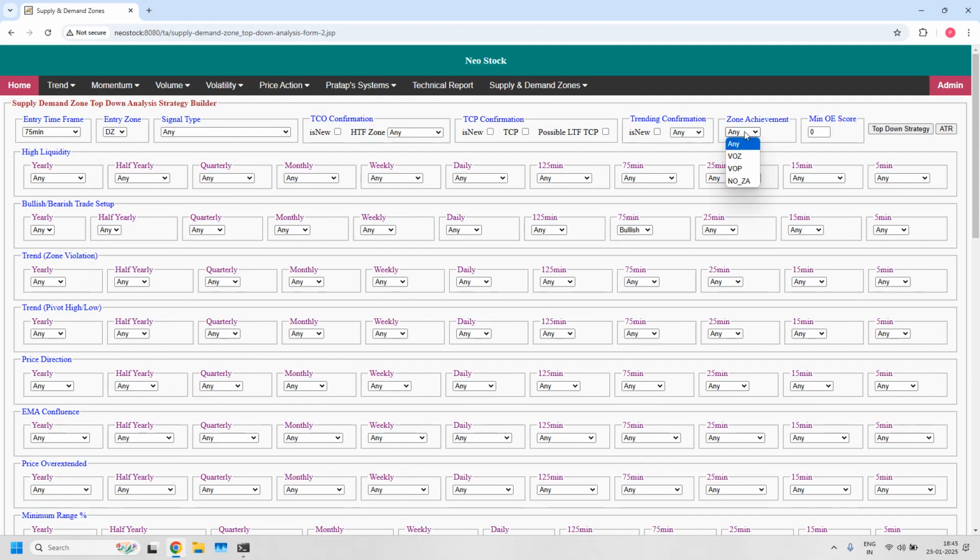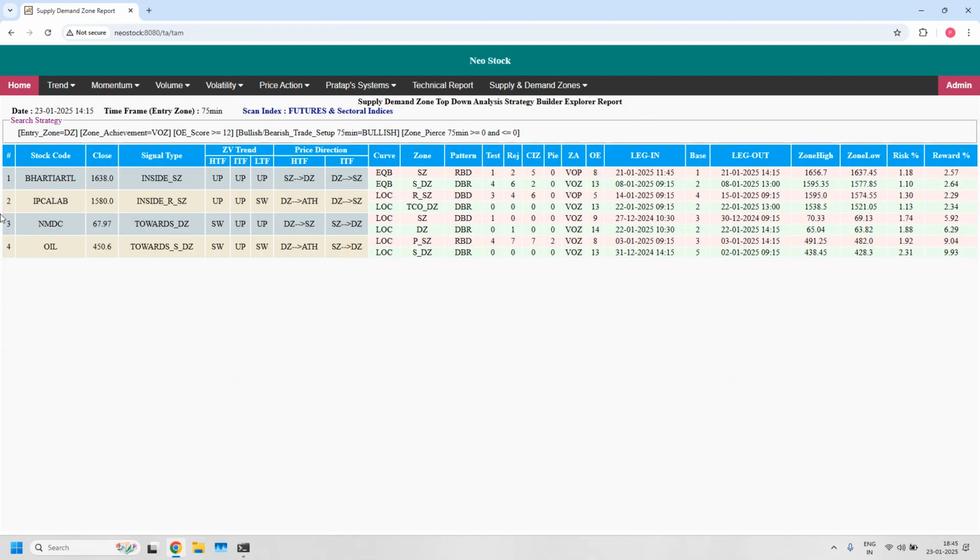And zone achievement violated opposing zone. Minimum odd enhancer score 12. And all the 3 filters are applied to 75 minutes demand zone. We got 4 stocks. And these 4 stocks are currently supporting bullish trade setup for weekly income trade. And entry time frame zones are 75 minutes demand zones. All the 4 demand zones are 75 minutes demand zones.